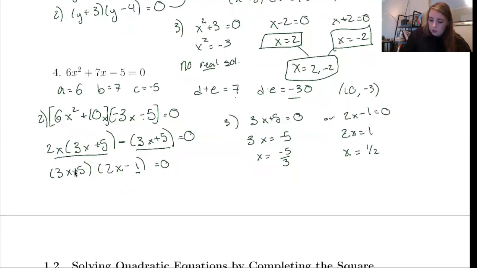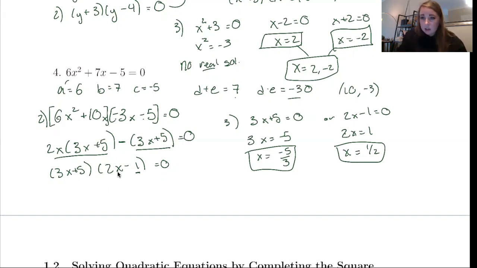Okie dokie. So those are our answers. And like always, we can double check by plugging them in. So that's factoring. I think we're pretty good on that. We've been factoring for a few sections now. We're just adding in that I need to set each factor equal to 0. And we're giving even more practice in factoring, which is great.